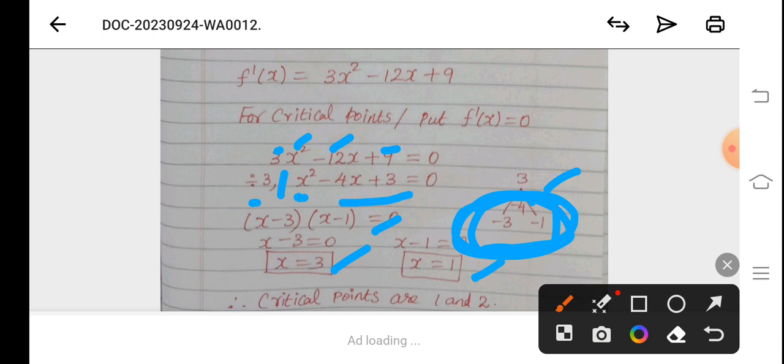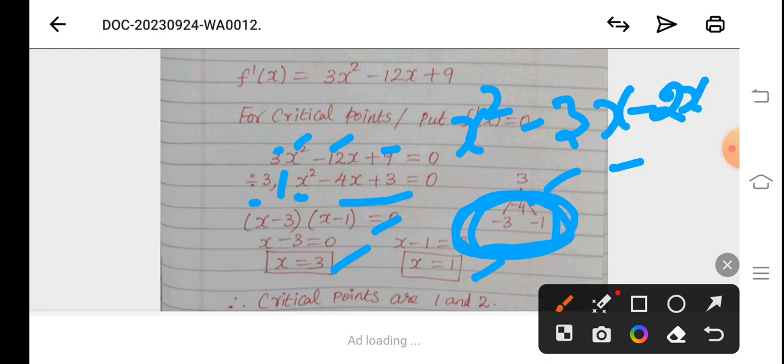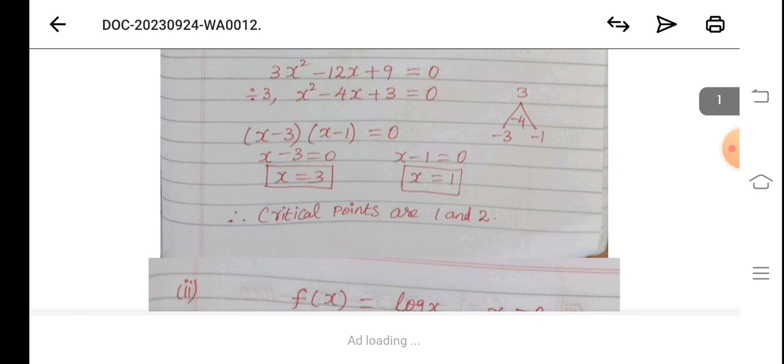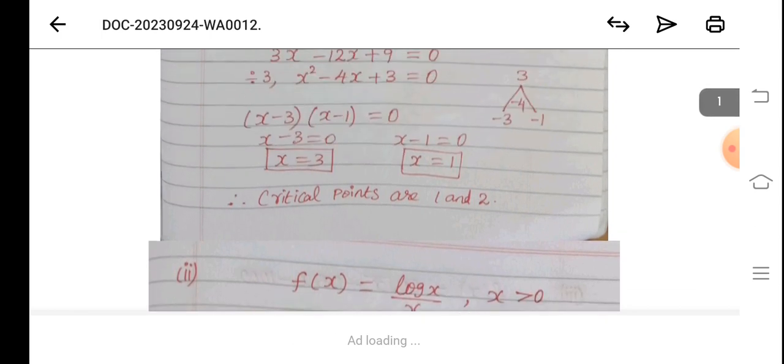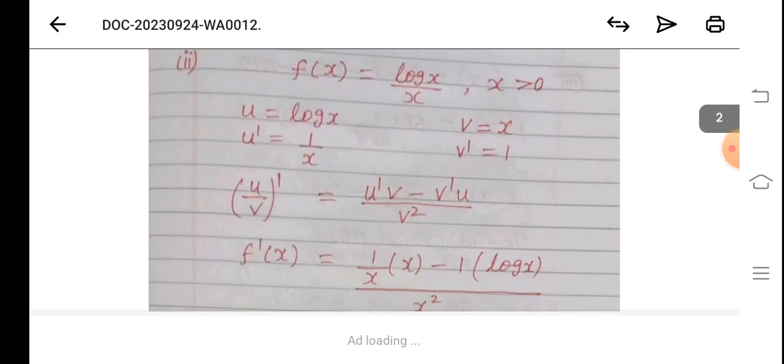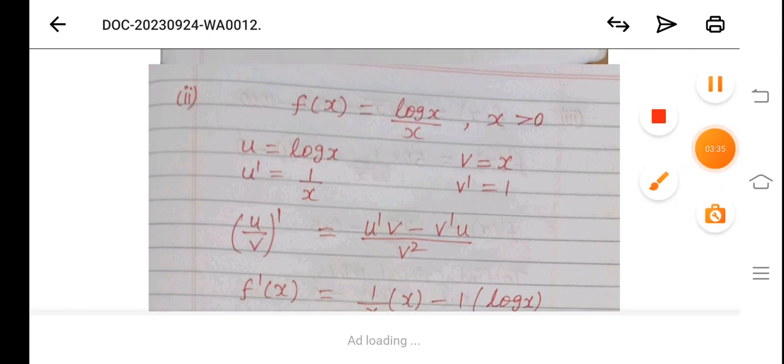If the x square coefficient is other than 1, I have to split like this: x square minus 3x minus 2x plus 3 equals 0. Then make it a four-term expression, and you may even apply the quadratic formula to get the critical points. After writing, the critical points are 1 and 2. Write it, that is very important.